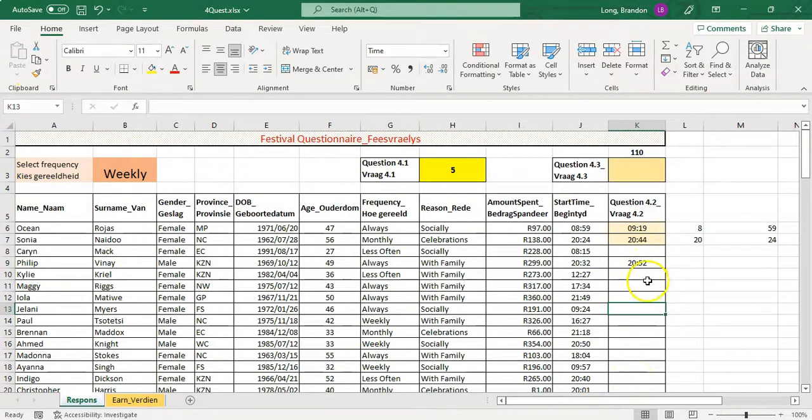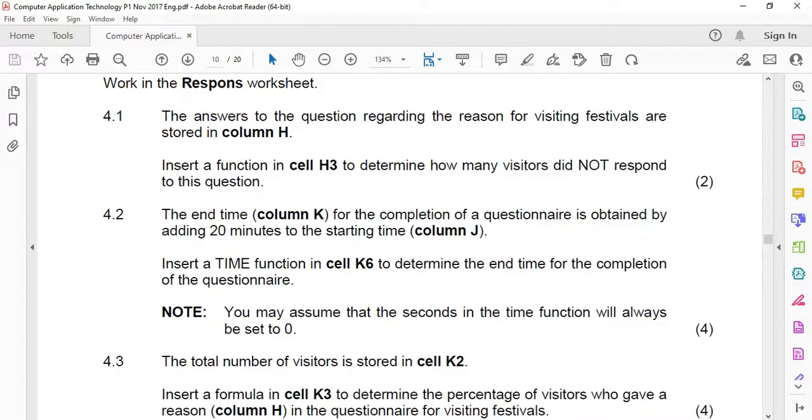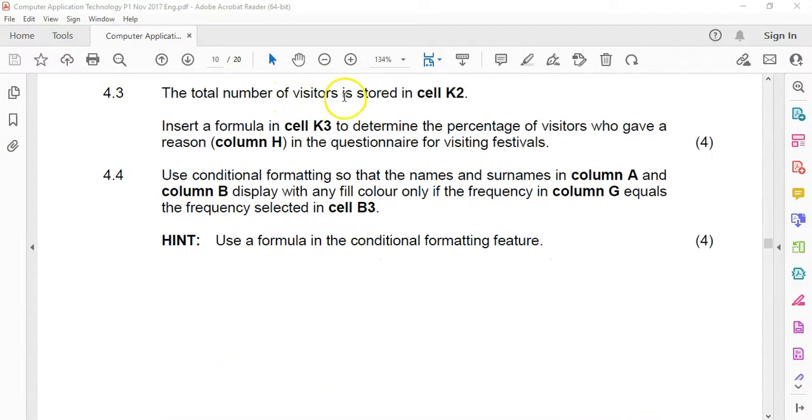Okay, so those are the possibilities for that question. Let's look at the next one. 4.3: the total number of visitors is stored in K2. Insert a formula in K3 to determine the percentage of visitors who gave a reason in the questionnaire for visiting the festival. So we want the ones who gave a reason, not who did not give a reason. So looking at K2 and K3, let's have a look.